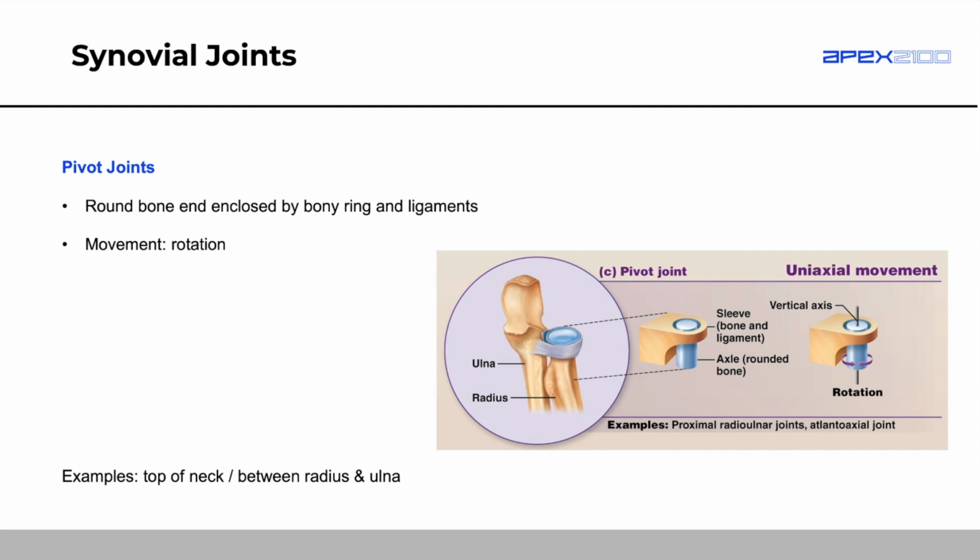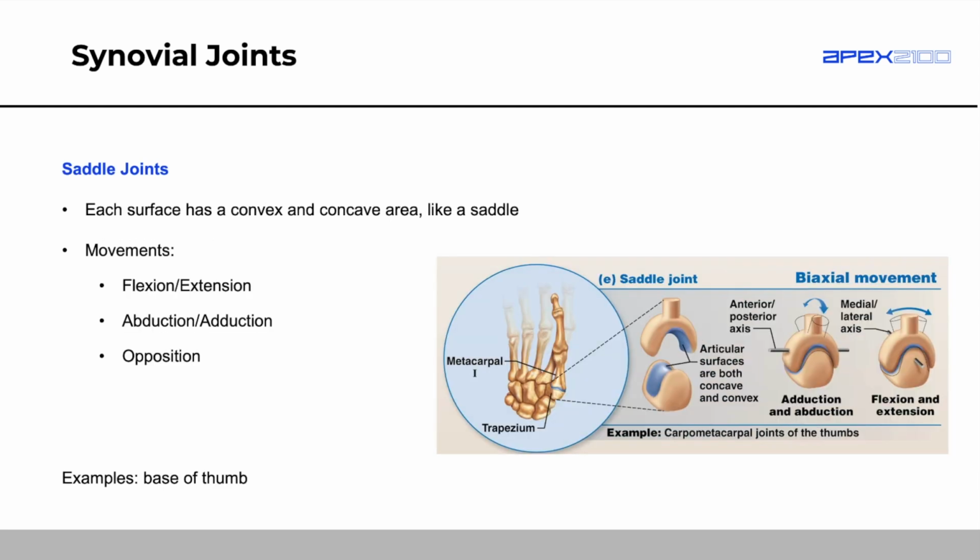We've got pivot joints, which often include a round sort of bone area enclosed by a ring or ligaments of some sort, and they allow for rotation. We've got pivot joints at the top of our neck, which allows us to shake our head no. And then we've also got in between the radius and ulna a pivot joint, which allows for the action called pronation and supination. And we'll talk about that once we get to our movement terms. But pronation and supination is allowed by the pivot joint in between the radius and the ulna.